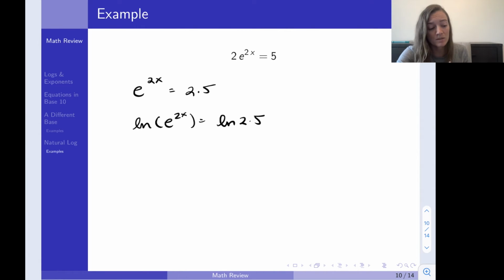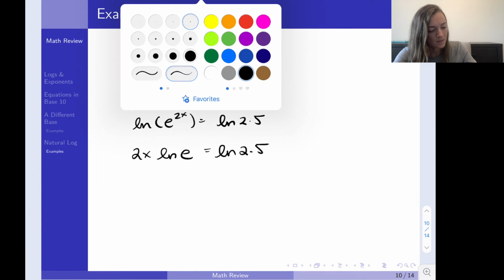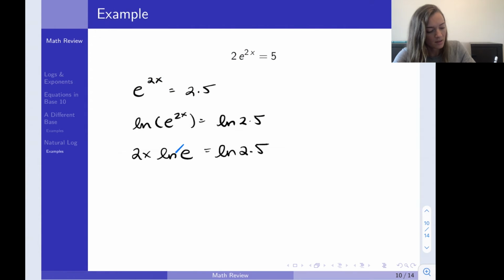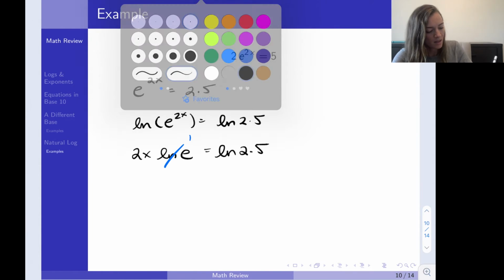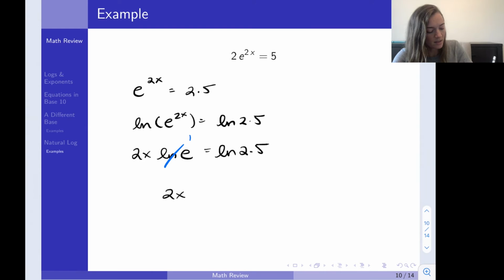So again, if you wanted to do this with log base 10, you could. It's just, why would you? Because it would be more complicated. So whenever you have your e, you just want to use the natural log. So this will become 2x ln e is equal to ln of 2.5. This becomes just 1 here. So now we have 2x is equal to ln of 2.5.